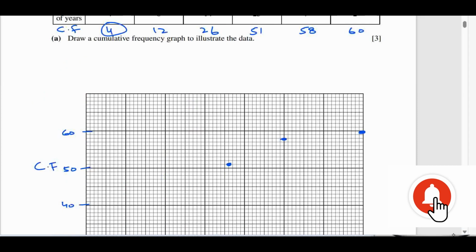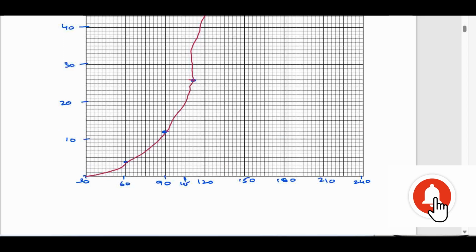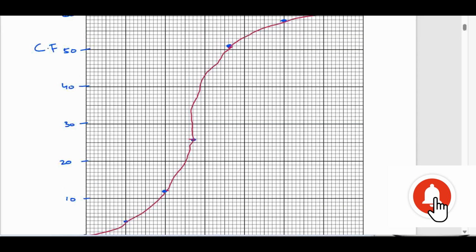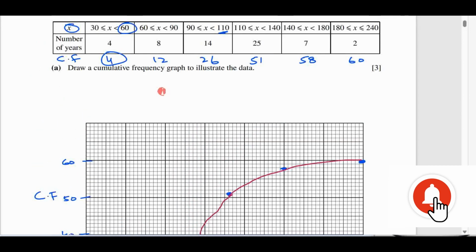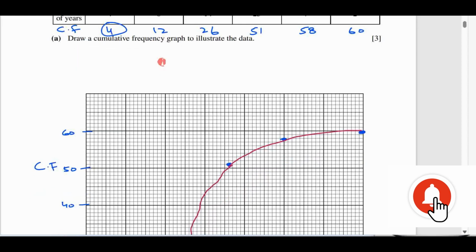So the final diagram will look like this, just like this one. This is not appropriate, you have to make the curve a little smoother. So this will be the final answer. Let's move on to the next part.